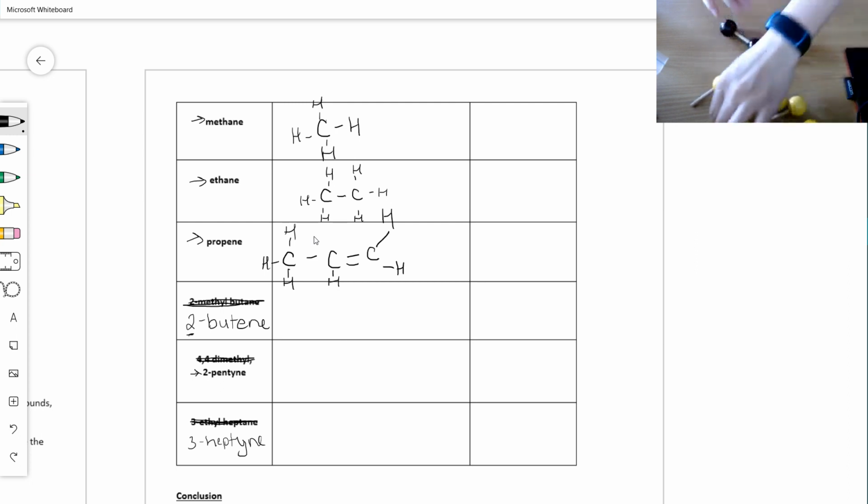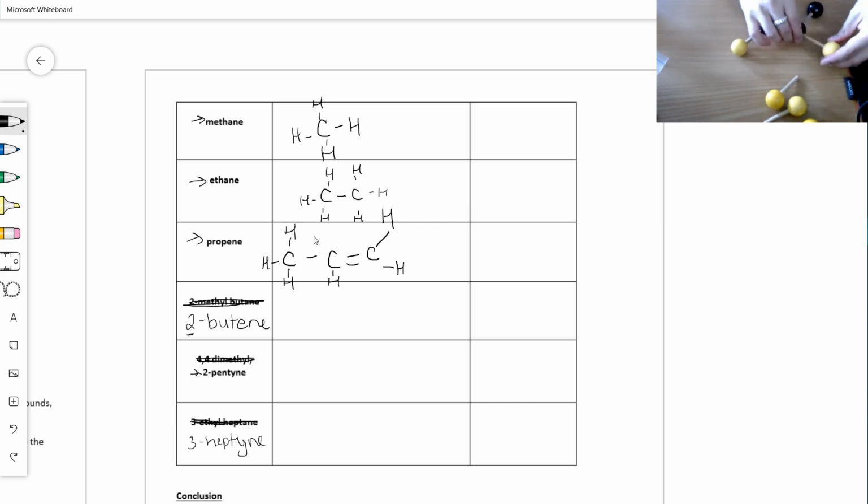2 butene means that I have a double bond, right? The ENE ending tells me I have a double bond, and that "but" tells me that there are 4 carbons, right? What the 2 actually tells me is that I should go 2 carbons from the end, then put down my double bond, and then put the rest of my carbons. So I have 1, 2, here's my double bond, I need a total of 4 carbons, so there it is. This is 2 butene, it just needs some hydrogens to fill in the gaps.